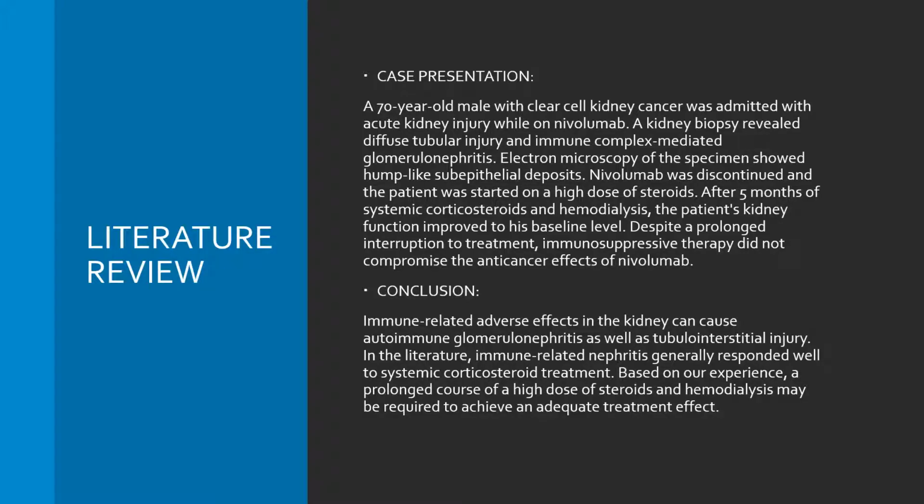My literature review is done on a 70-year-old male who had kidney cancer, and he was taking an autoimmune drug that was a monoclonal antibody, and it caused him to have glomerulonephritis. So in conclusion, it was basically saying how the adverse effects of these drugs, these autoimmune drugs, can cause glomerulonephritis. And the study was conducted by discontinuing him on the drug. And once he was discontinued from the drug, he began to take dialysis. And after 5 months of dialysis and steroid therapy, his kidney function improved and went back to its baseline level. So it is basically letting us know that these antibodies can cause glomerulonephritis.